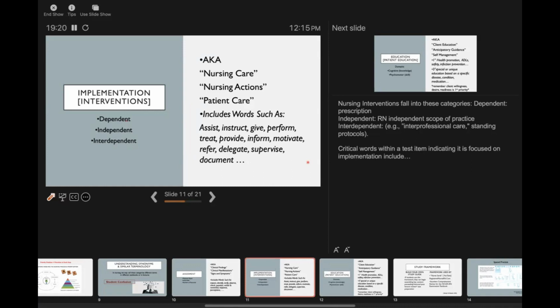Delegate, that's another one. Document, those are all actions that we're taking. So you have to look for those action kinds of words that point to we're doing something that's an implementation.